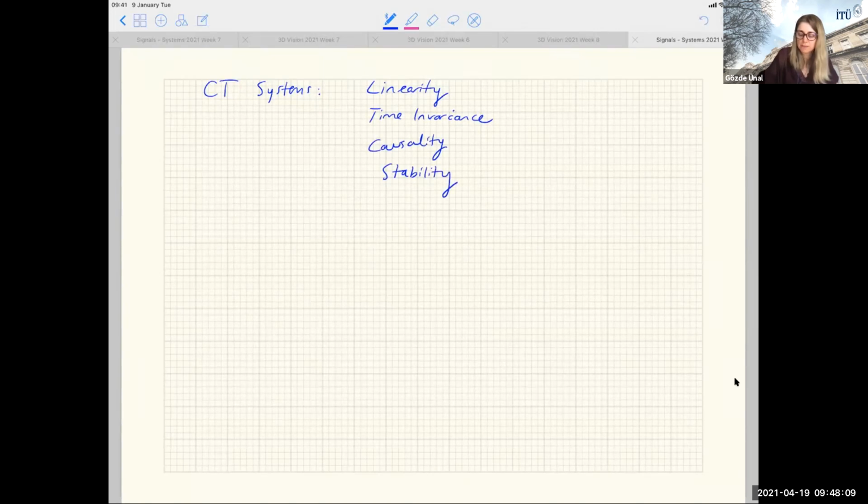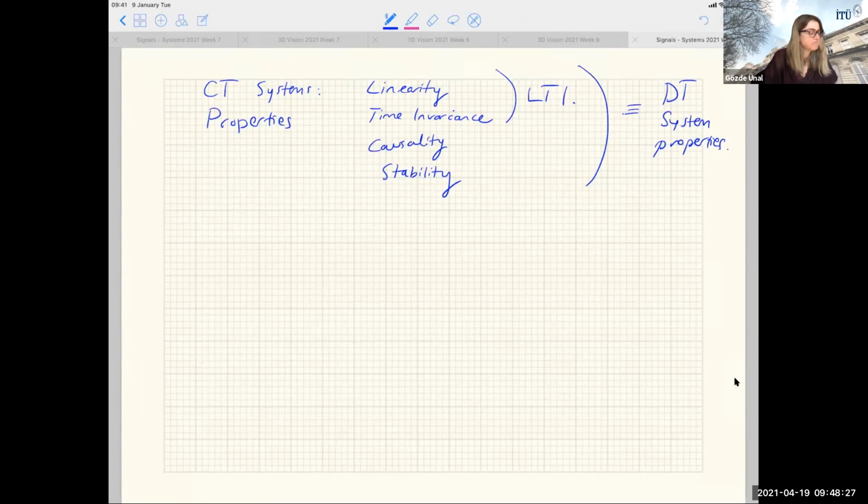Guys, the other properties of these continuous time systems, like linearity, time invariance, causality, and stability, are all defined in the same way as for LTI discrete time systems, so I won't be defining them again. They carry over. We can do a few examples. Any examples of continuous time systems?